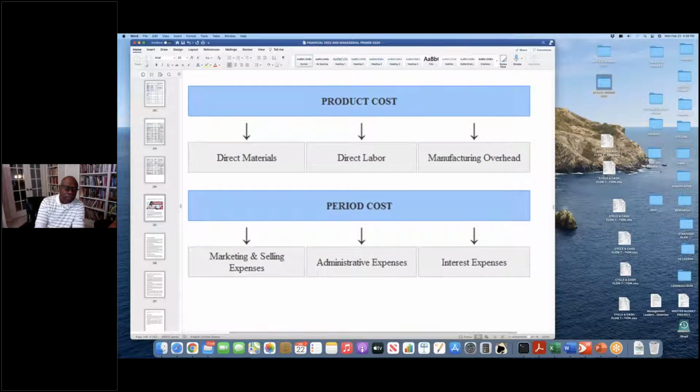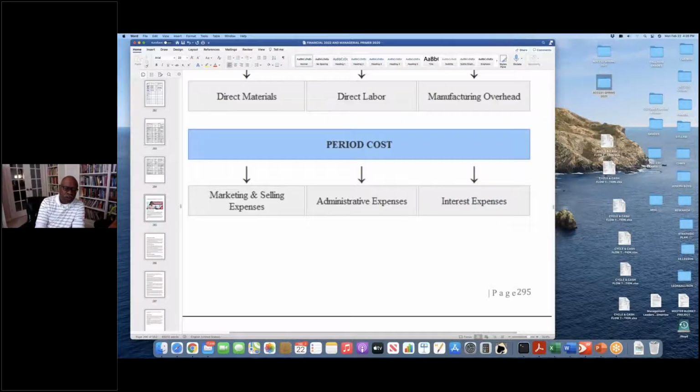Product costs relate to what we're making. Period costs relate to the administrative part of the organization. This is the total organization piece here on the right on that chart.